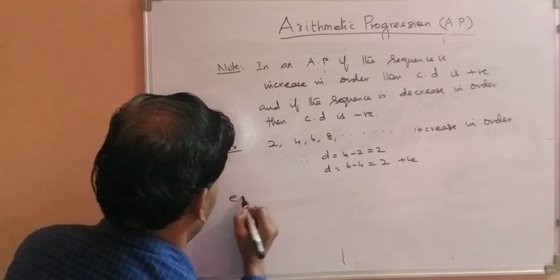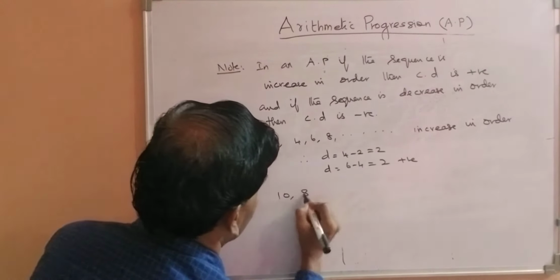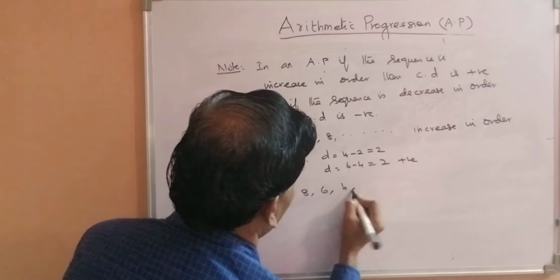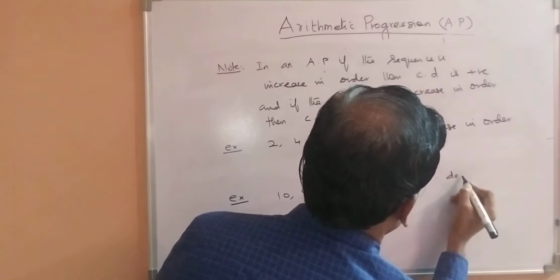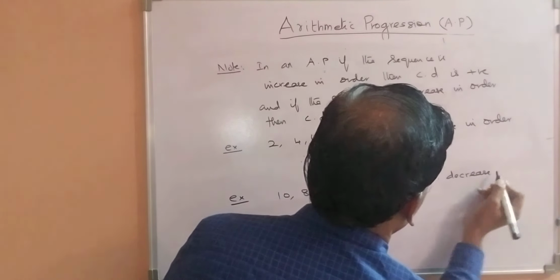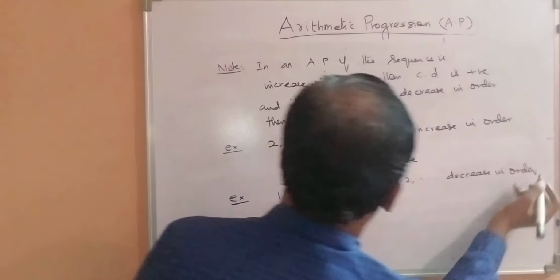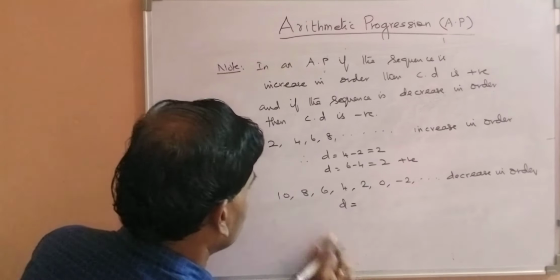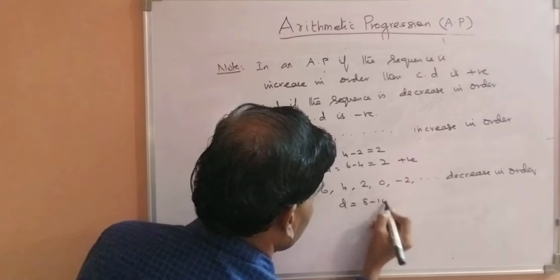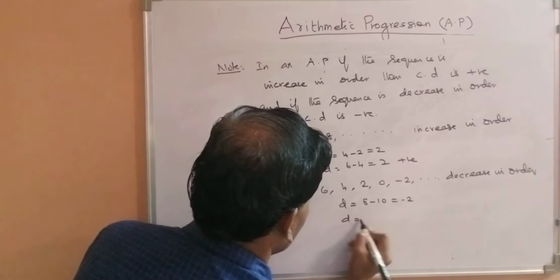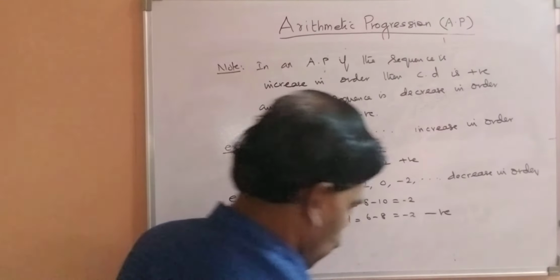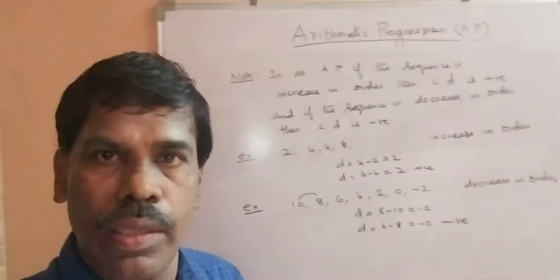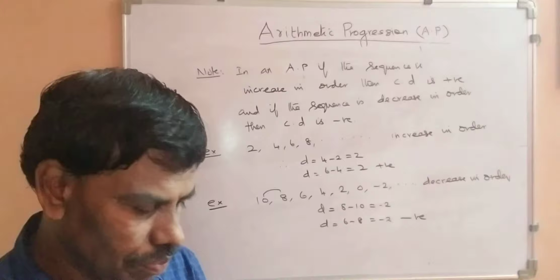Now, another example. 10, 8, 6, 4, 2, 0, minus 2, etc. Decreasing order. Now, see here the difference. 8 minus 10 is minus 2. 6 minus 8 is minus 2. So, negative. Followed or not? This also you should understand, this concept, very thoroughly. Okay.